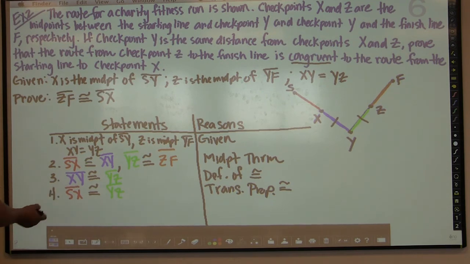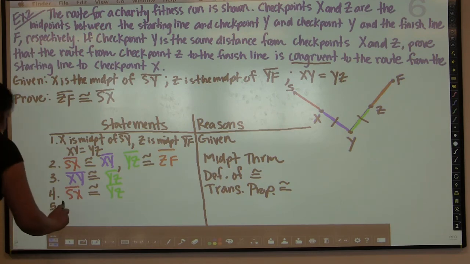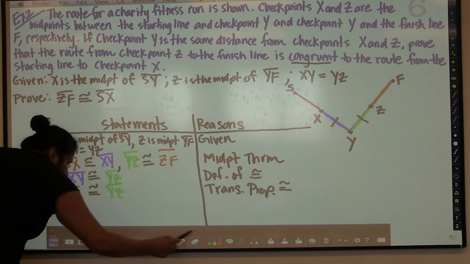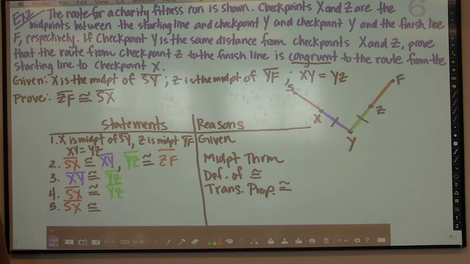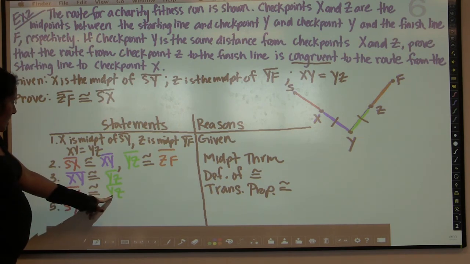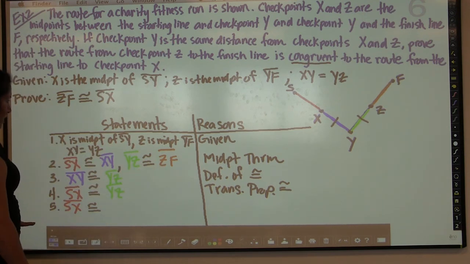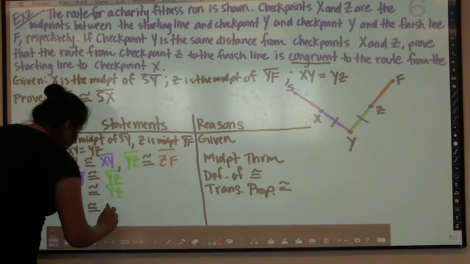We can also do that again in step 5. We can use the transitive property again. We know that SX equals YZ, which we got in step 4. And from step 2, we know that YZ equals ZF. So now I can say that SX equals ZF. I'm getting rid of the middleman again.